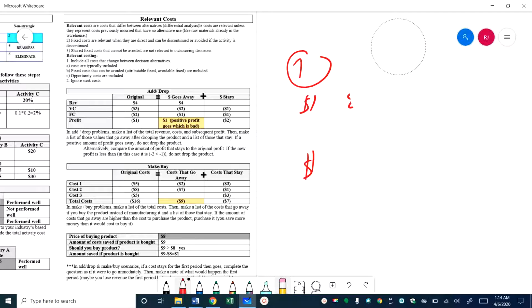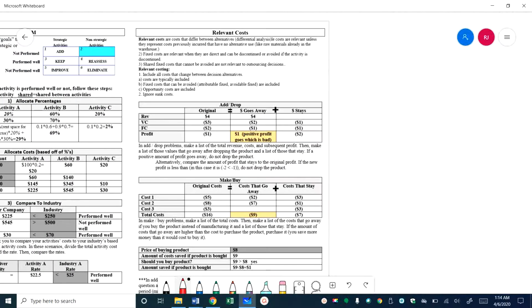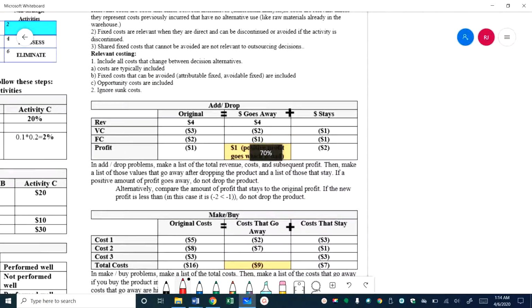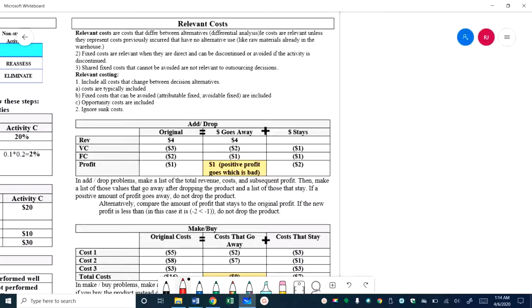So now to actually get into it, I recommend building these charts. So for add drop, I recommend listing to the side your revenue, your costs, and your subsequent profit. So we start with a positive $4 and then your negative variable cost, fixed cost, and as we see from this, your profit is negative $1. So we're thinking about dropping this line because it's making us a negative profit.